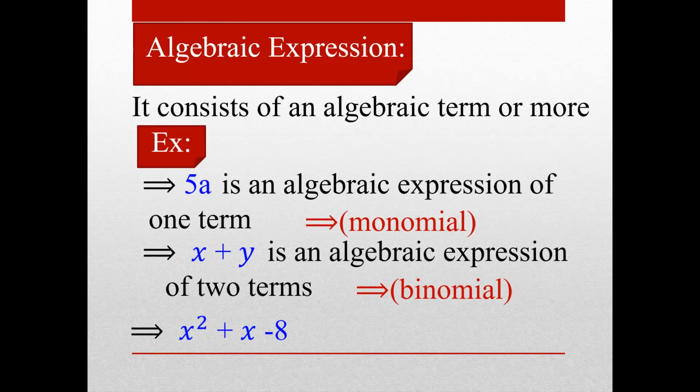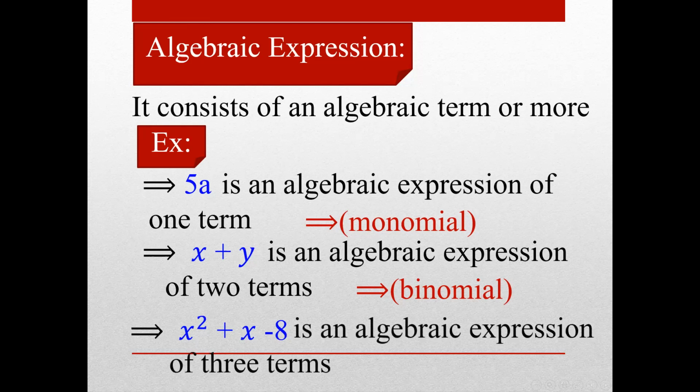Third one is x power 2 plus x minus 8. How many terms here? First term, second term and third term. 8 is an absolute term, remember. So we have 3 terms. Then it is an expression of 3 terms, and it's called a trinomial. So the expression with one term is called a monomial, the expression with 2 terms is called a binomial, and the expression with 3 terms is called a trinomial.